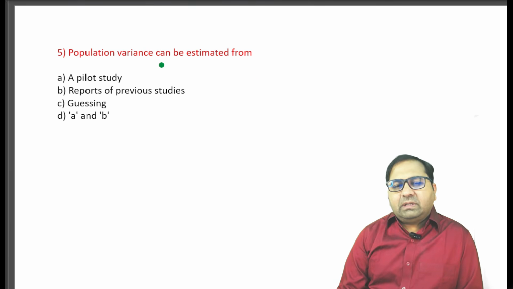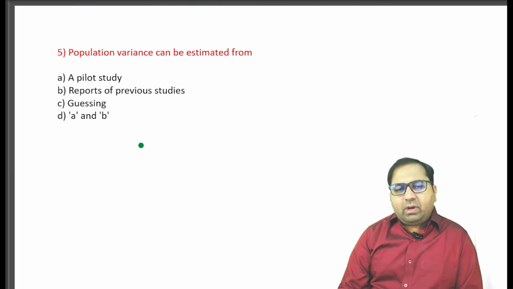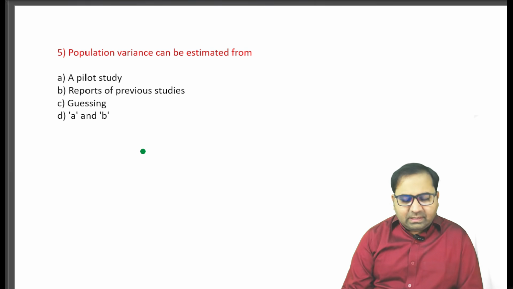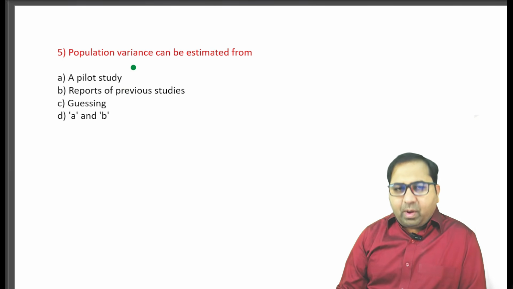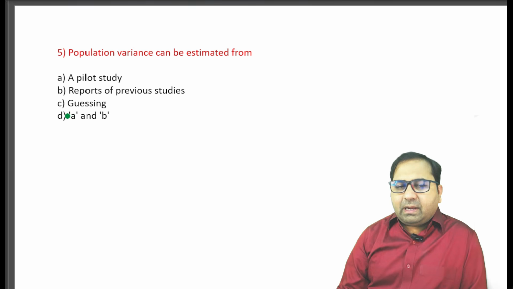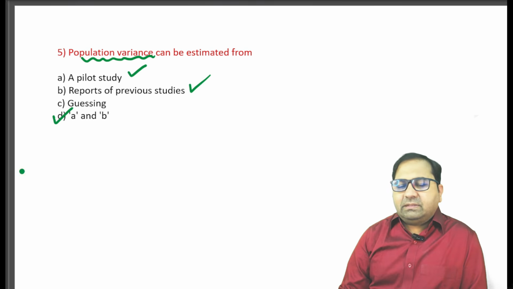Next question. Population variance can be estimated from what? The options they gave are A. Pilot study, B. Reports of previous studies, C. Only by guessing, or D. Both pilot study and reports of previous studies. So from the options given, the answer is option D, that is both A and B are correct. Population variance can be estimated from a pilot study and from the reports of previous studies.